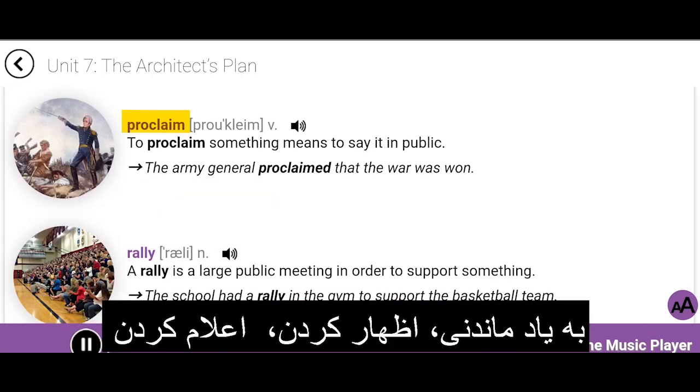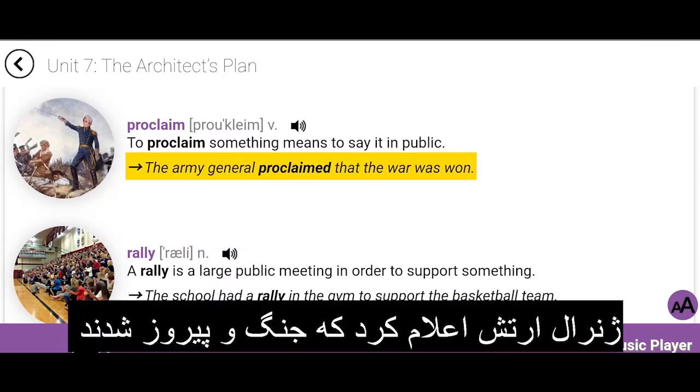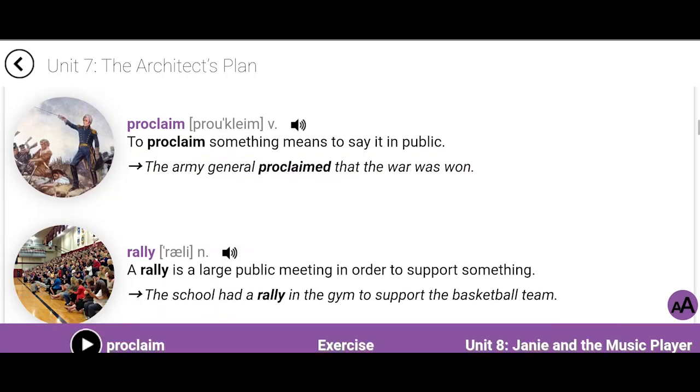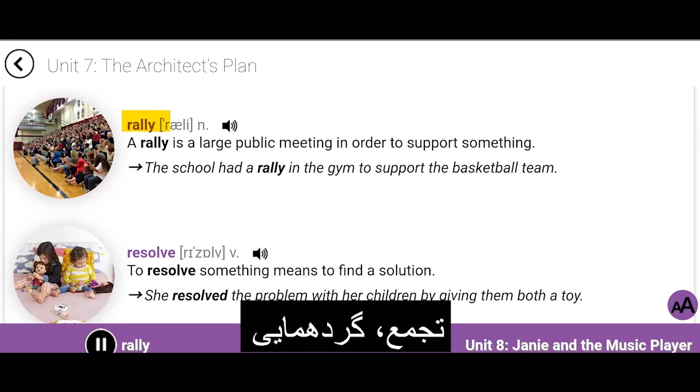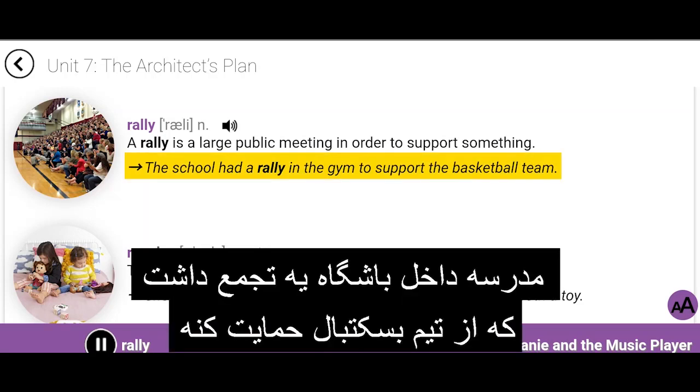Proclaim. To proclaim something means to say it in public. The army general proclaimed that the war was won. Rally. A rally is a large public meeting in order to support something. The school had a rally in the gym to support the basketball team.